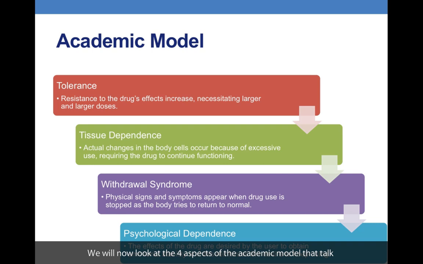We will now look at the 4 aspects of the academic model that talk about the physiological changes that happen in one's body during the addiction process. First, tolerance. Tolerance results from the body's attempt to eliminate a drug that it treats as a toxin, and with continued use of the substance or behavior, the body tries to neutralize the toxic effects by requiring larger amounts of the drug to achieve the original effects.